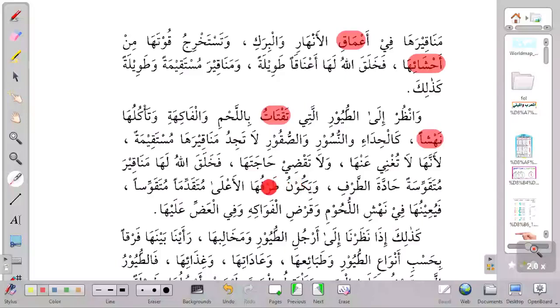وَيَكُونُ طَرْفُهَا الْأَعْلَى مُتَقَدِّمًا مُتَقَوِّسًا. And then its upper edge, مُتَقَدِّمًا, it is a little bit in front. It is extended a little bit more than the lower one. مُتَقَوِّسًا, it is also curved. فَيُعِيرُهَا فِي نَحْشِ اللُّحُومِ, and then it is used in tearing up meat. وَقَرْضِ الْفَوَاكِهِ, and then biting persistently onto fruits.